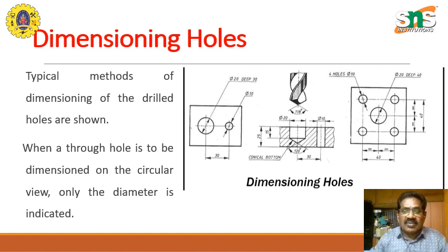This one is a through hole. This is a blind hole. This is a through hole. So where the holes are to be made is what is being shown here.